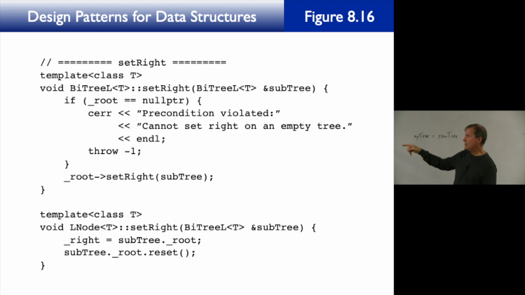Now let's take a look at the code for set right. We do _right gets subtree dot root. So that makes _right point to the same thing that subtree's _root is pointing to. Are you with me? And then subtree dot _root gets the null pointer. So remember, it's a cut, right? So here's the figure.